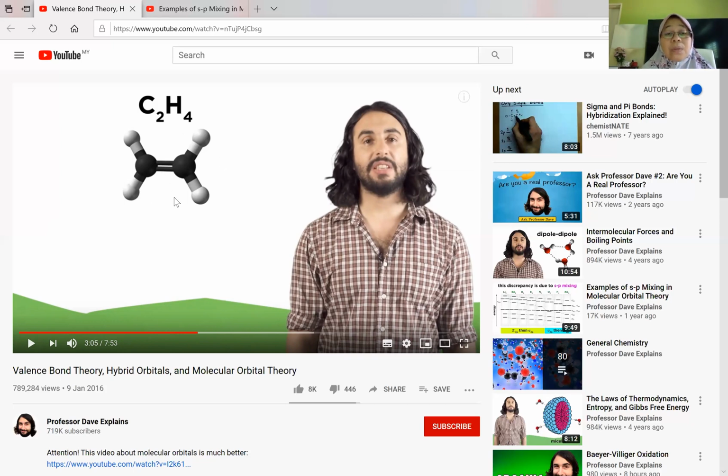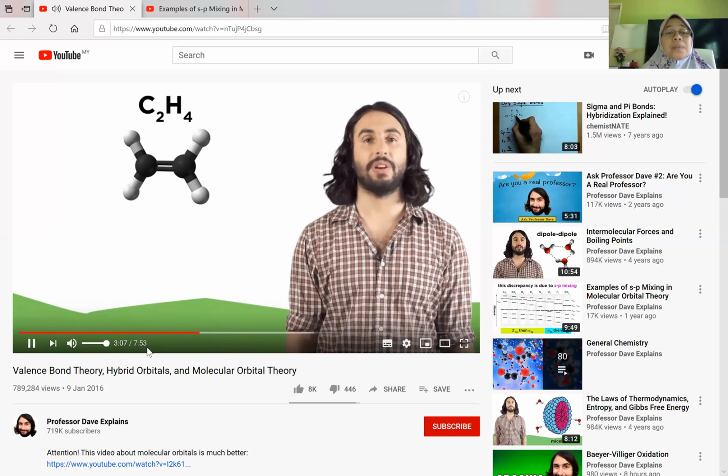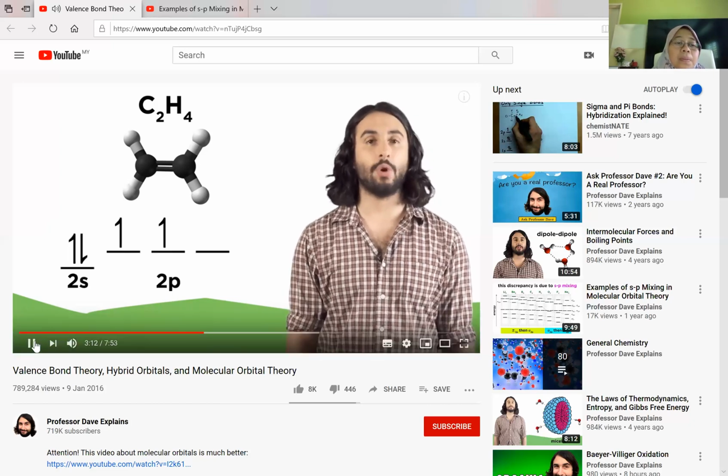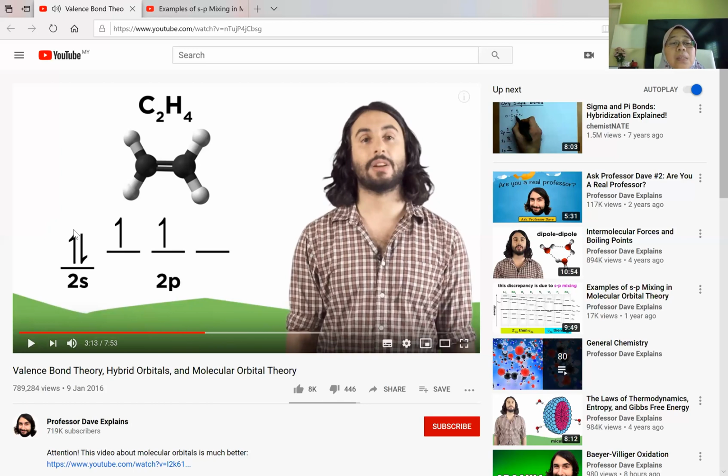The hybridized orbital will be the same. These carbons are sp2 hybridized because of the double bond present. What this means for molecular orbitals is that... Okay, now you can see the same principle is used.